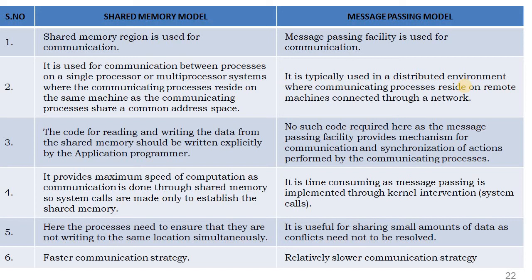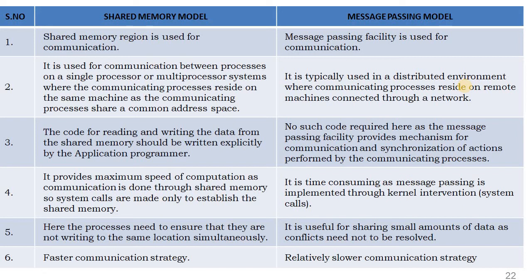Number 5, here the processes need to ensure that they are not writing to the same location simultaneously. So in the shared memory model, you have to keep in mind you cannot execute the same write operation at the same memory location. Similarly, it is useful for sharing small amounts of data as conflicts need to be resolved. So the shared memory model is faster and the message passing model is slower. These are the basic differences you have to remember.